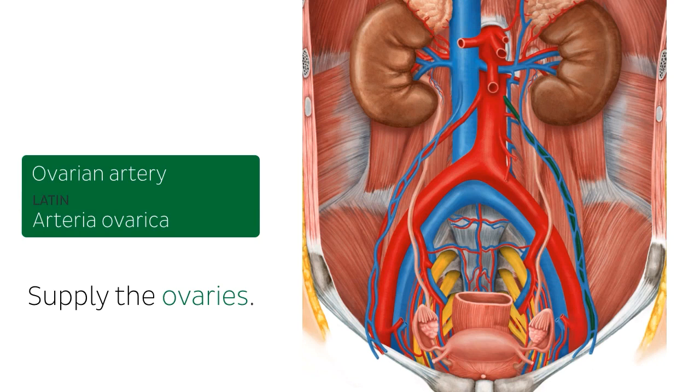They form an anastomosis, also known as a connection, with the uterine artery, and give off small branches to the ureter and the uterine tube. Now, these arteries enlarge significantly during pregnancy in order to provide more blood to the ovaries and the uterus.